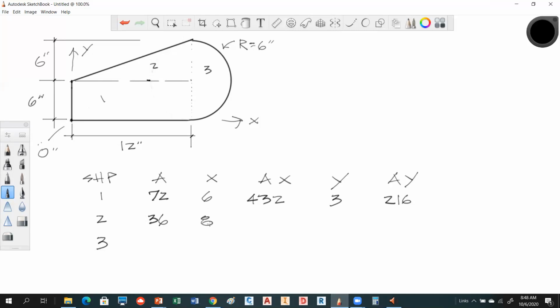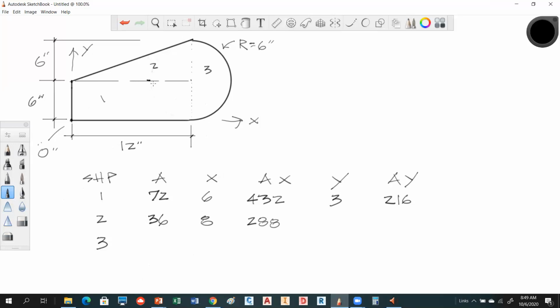So if we get an x value for shape 2, we're going to now take the area times the x value, and you get 288 inches cubed. Right? So now here's where we have to think about this.